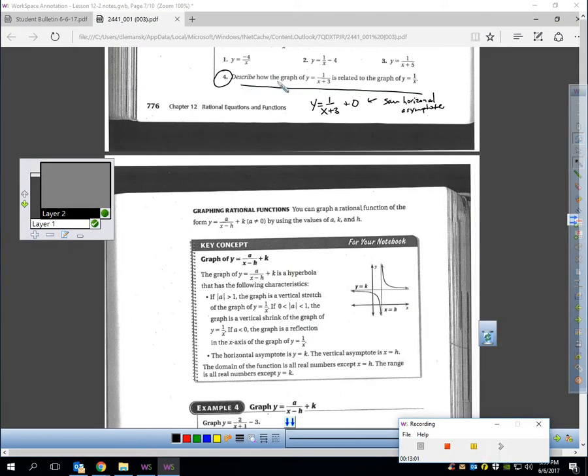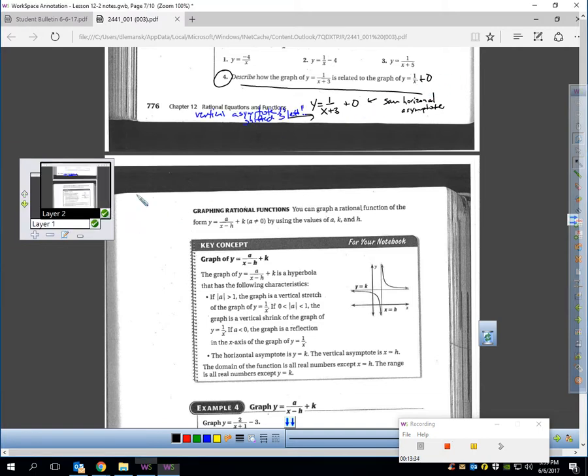One more to try. Describe how the graph of y equals 1 over x plus 3 is related to the graph of y equals 1 over x. Well, you notice these both have the same horizontal asymptote, because there's nothing being added here and there's nothing being added here. So my k value is the same at 0.